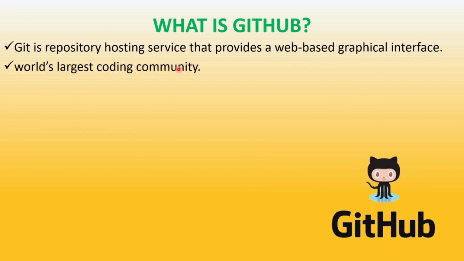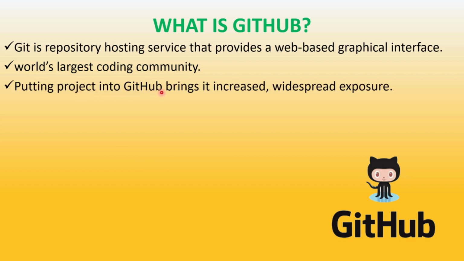World's largest coding community. It is considered actually a social networking website for programmers or developers because they can share their code on the GitHub. That's why it is called the largest coding community. Putting a project into GitHub brings it increased widespread exposure. The entire world can see your project. Okay, and they can praise, they can use your project for their use. So it gives the increased widespread exposure.